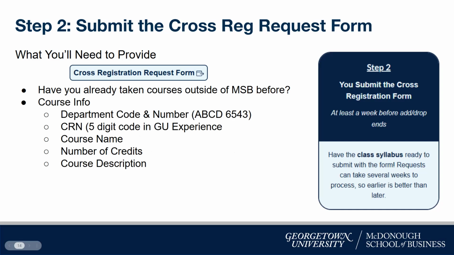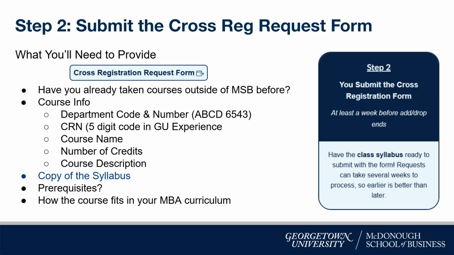These details are important to make sure we are considering the correct class and section that you hope to take. As previously mentioned, you'll also need a copy of the syllabus. If there are any prerequisites for the course, you'll also need to explain how you meet them, either through previous coursework or work experience. Finally, you'll need to explain how the requested class fits into your MBA curriculum and why it makes sense to count as a business elective.